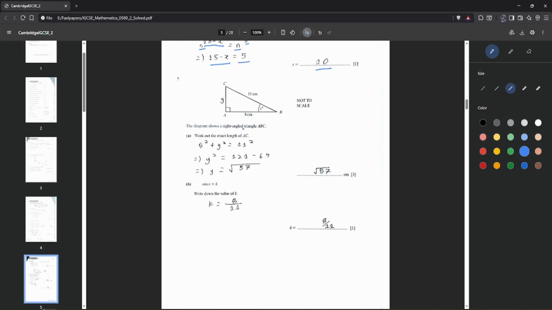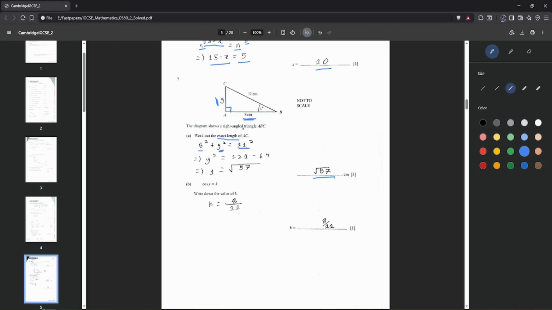The diagram shows a right angle triangle ABC. So this is a right angle triangle and this is a right angle, right? Work out the exact length of AC. We will use Pythagoras theorem here. So we will square this side and square this side, add both to get 11 square, right? 8 square plus y square is equal to 11 square. So now we make y square the subject of the formula by bringing 64 to the right side. We evaluate the values and then we get root over 57. Root over 57 can't be evaluated, so we just write this value because we need the exact length. You cannot use decimals or anything.